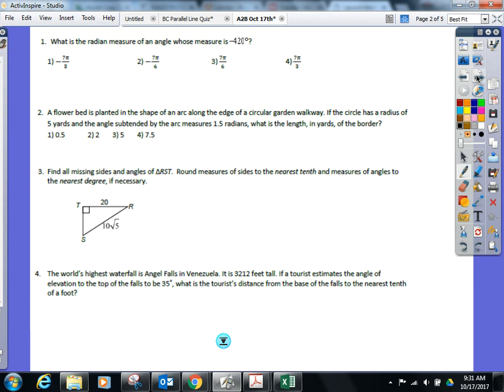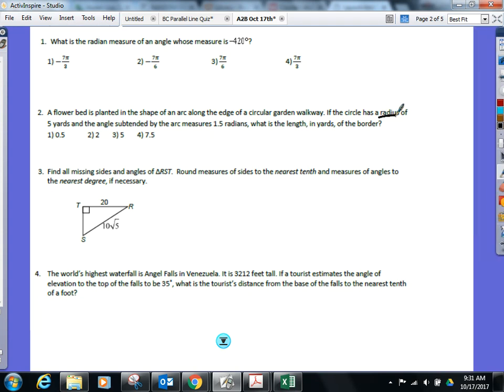Number 2 I picked because this involves a formula that will not be given on your formula sheet tomorrow that you need to come in knowing. Let's get to it. Flower bed. Beautiful. We must be going back to real world math here. Planted in the shape of an arc, circular. So I'm talking about a circle here with a radius of 5. I'm giving you a circle with a radius length already. Anybody remember the formula we involved with a circle and a radius before I even get into the rest of the problem? Go. Show off.